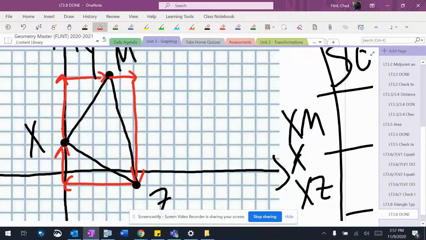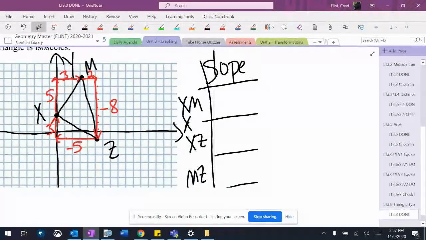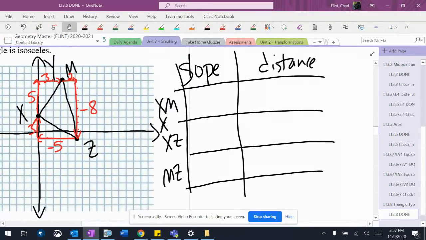So 1, 2, 3, 4, 5, up, that's positive. 1, 2, 3 to the right, also positive. 2 to the right, positive. 1, 2, 3, 4, 5, 6, 7, 8 down, that's negative. 1, 2, 3, 4, 5 to the left, that's negative. 1, 2, 3 up, that's positive. So there's all my numbers I need to write my slope down.